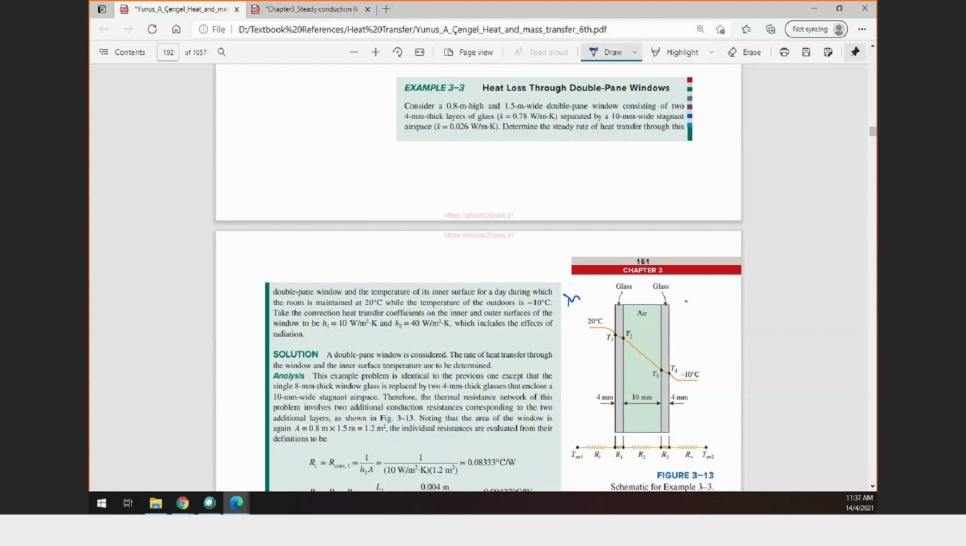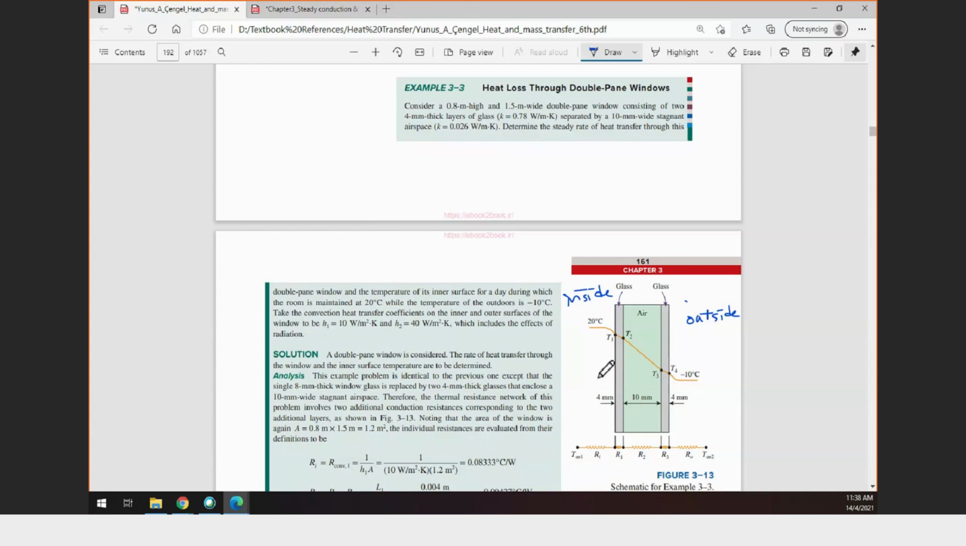This is the outside, meaning the outside temperature is lower than the inside temperature. Of course, whether inside or outside has the higher temperature, the heat transfer will move from high to low. That is the principle of heat transfer movement. So heat will move from the high temperature to the low temperature.